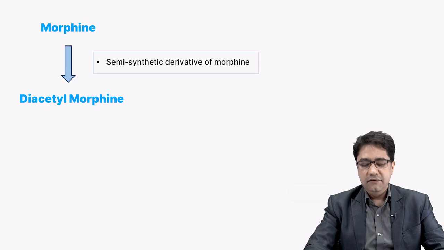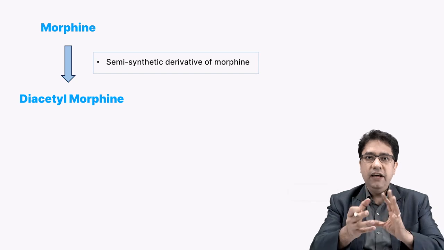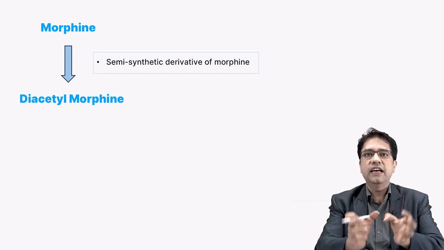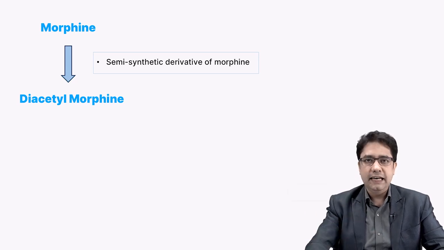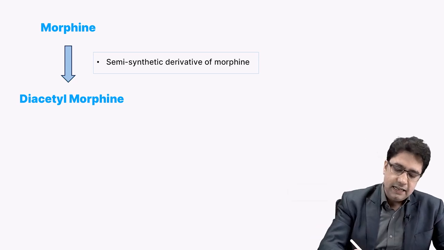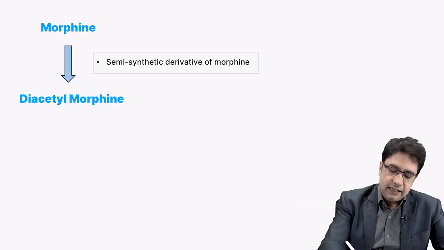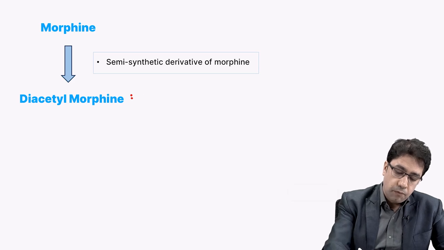Let's see a drug which we have derived from morphine. So, we have modified morphine, we have attached an acetyl group to the morphine, and we have made a semi-synthetic derivative, diacetyl morphine. So, diacetyl morphine is a semi-synthetic derivative. It is 10 times more potent than morphine.